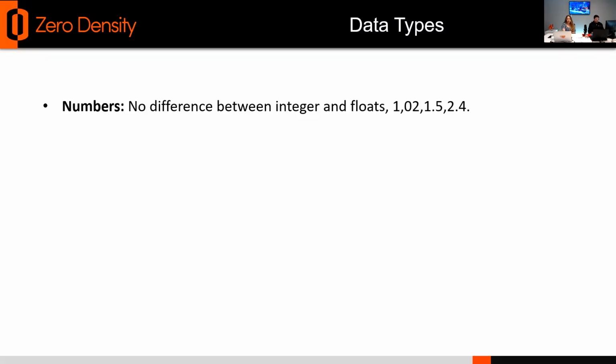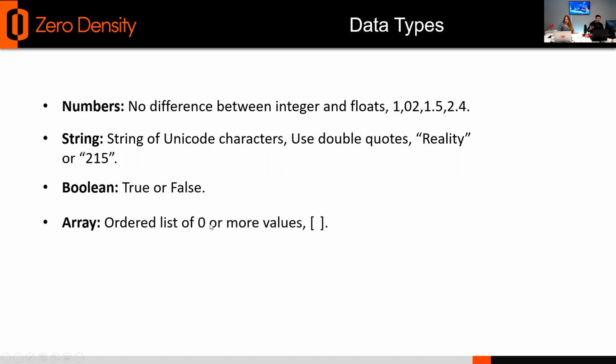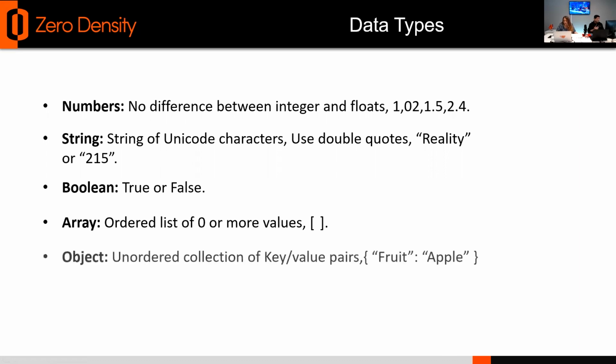What type of data does it support? It supports numbers without any difference between integers and floats. You can parse values like 1 with the decimal and without decimal. A string, every Unicode character, must be enclosed in double quotes. So it's the same whether it's Reality or 215 or any number or any character, unless it is enclosed in double quotations. Boolean, true or false values. Array, an ordered list of elements with their respective index numbers starting from 0 and onwards. Object, an unordered collection of key value pairs. This is an example: fruit is a key, and apple is a value. I will explain it more when we proceed with the webinar further. Empty values.